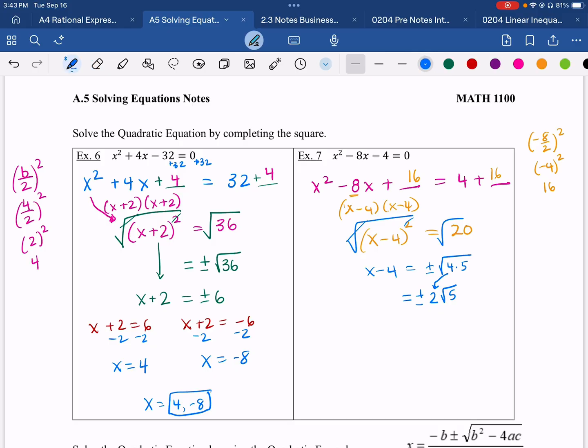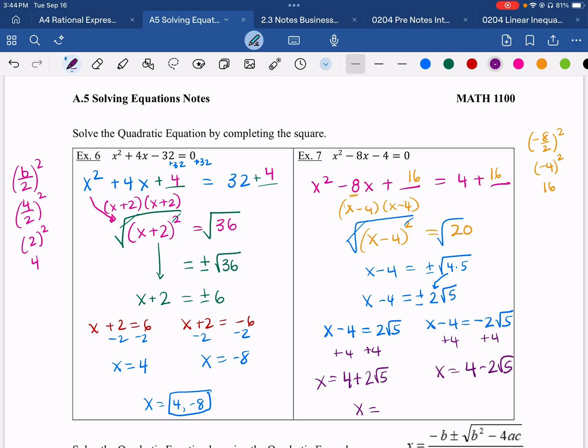All right, so we have x minus 4, two equations. x minus 4 equals 2 square root of 5. x minus 4 equals negative 2 square root of 5. Add your 4 over. You can't add 2 square root of 5 and 4 together, so you just write 4 plus 2 square root of 5. Add the 4 over, and you get 4 minus 2 square root of 5. Comma separated list, x equals 4 plus 2 square root of 5, comma, 4 minus 2 square root of 5.